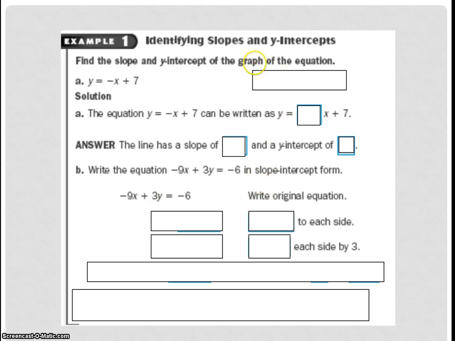Let's identify the slope and y-intercepts. You have y equals negative x plus 7. Now remember that this negative x does have a number in front. What number could be multiplied by x and not change the fact that it's negative x? That's a 1. So we could say that the number next to the x, and just the number, is the slope, negative 1, and the y-intercept is 7.